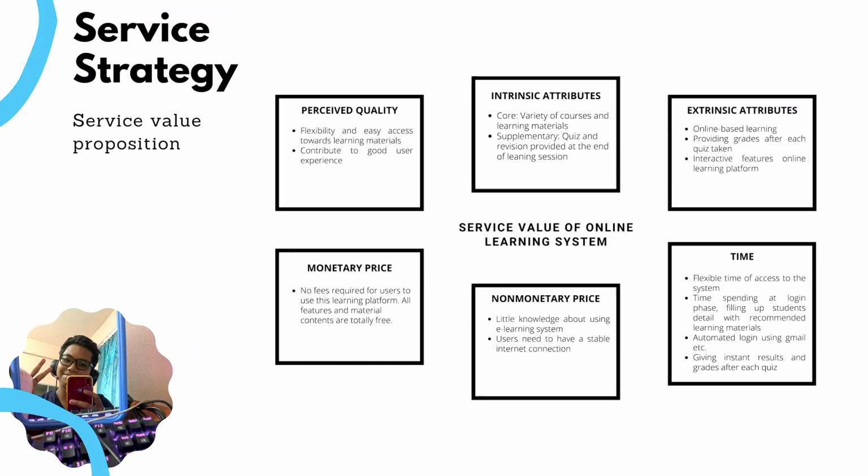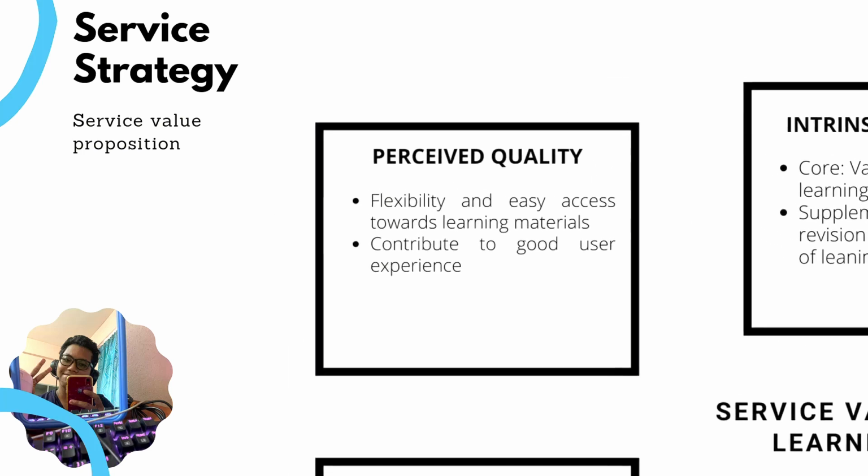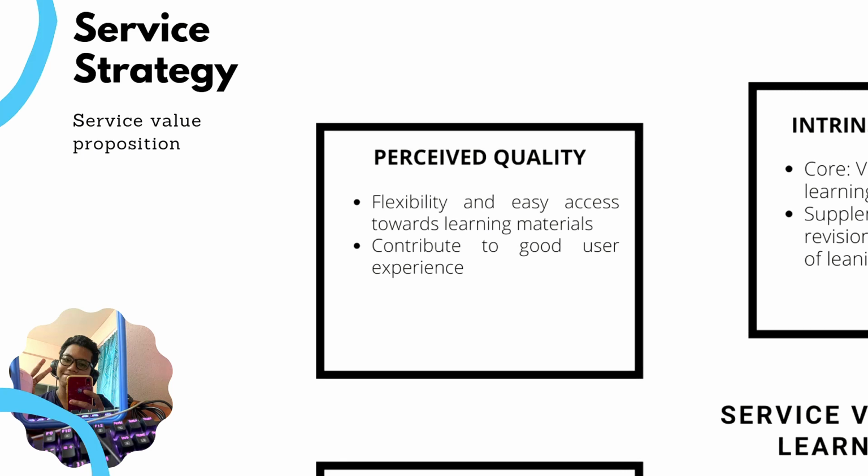The next part is service strategy with the service value proposition of our online learning system. We have 6 attributes here, which are perceived quality, intrinsic attributes, extrinsic attributes, time, non-monetary price, and monetary price. For the perceived quality, we provide flexibility and easy access towards learning materials, and we also believe that we contribute to a good user experience.